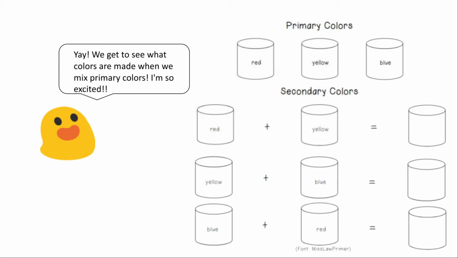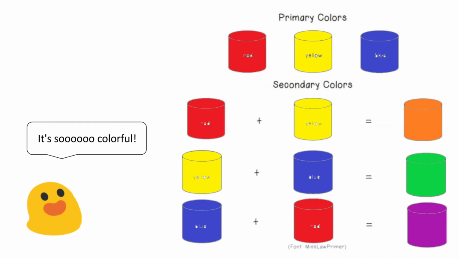Dun dun da da! Did y'all get the same colors that I did? So the red and yellow equals orange. The yellow and blue mixed together to get green, and the blue and red mixed together to get violet.